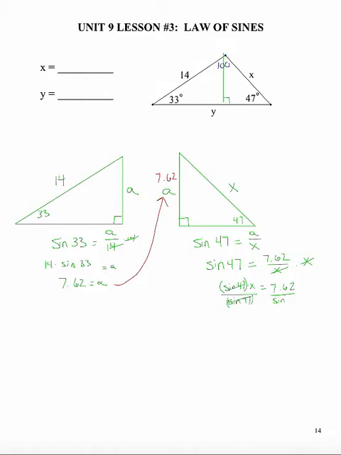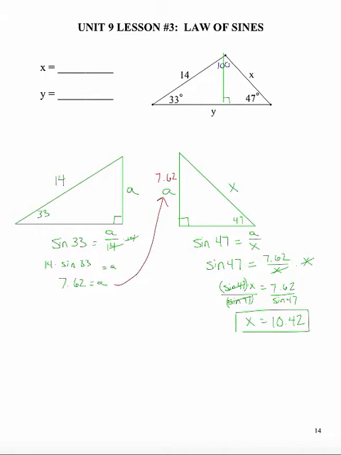So what I'm going to type into my calculator is 7.62 divided by the sine of 47, and that will equal x. So 7.62 divided by the sine of 47, and I'm getting 10.419, which I'm going to go ahead and round to 10.42.